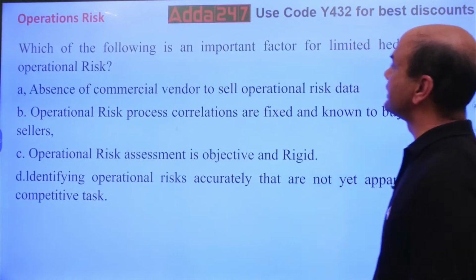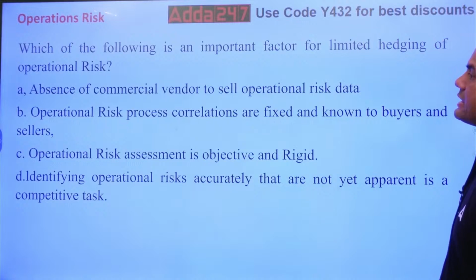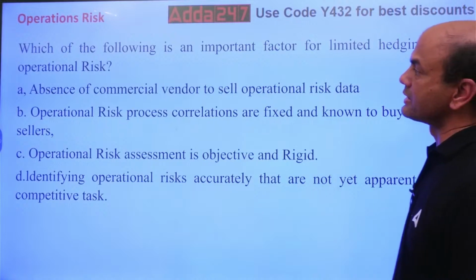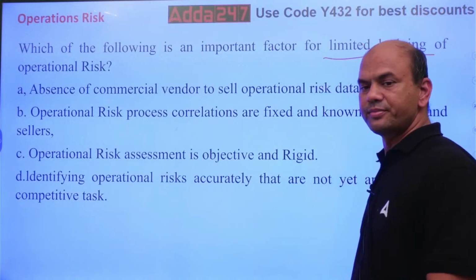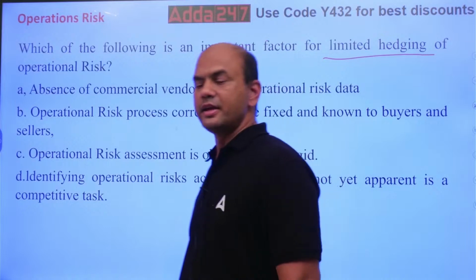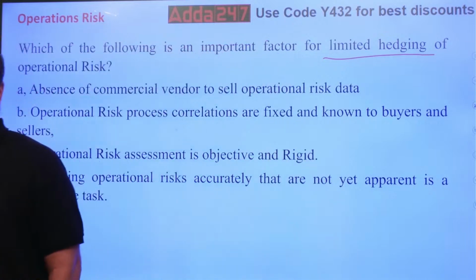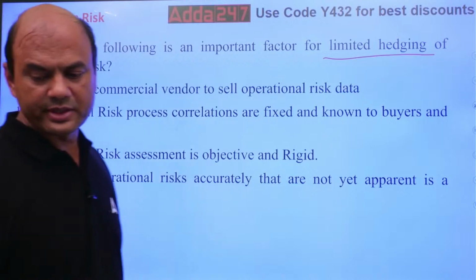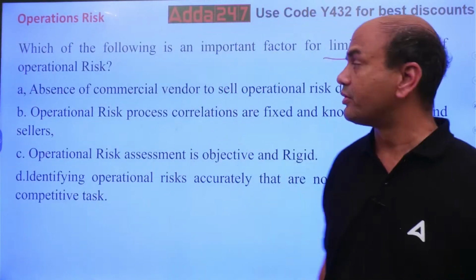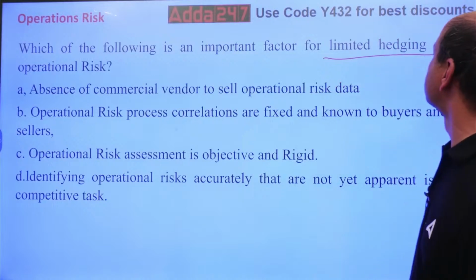Which of the following is an important factor for limited hedging of operational risk? What is limited hedging? Firstly, what is hedging? Hedging means controlling the risk. How do you control the risk? Operations risk, by preparing the checklist, by giving training to the employees. Just now we saw it. Training to the employees. So, limited hedging of operations risk.